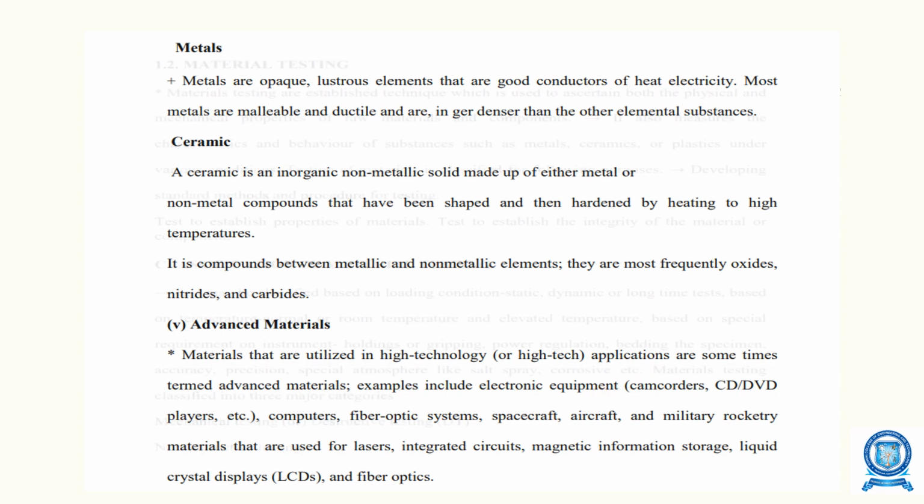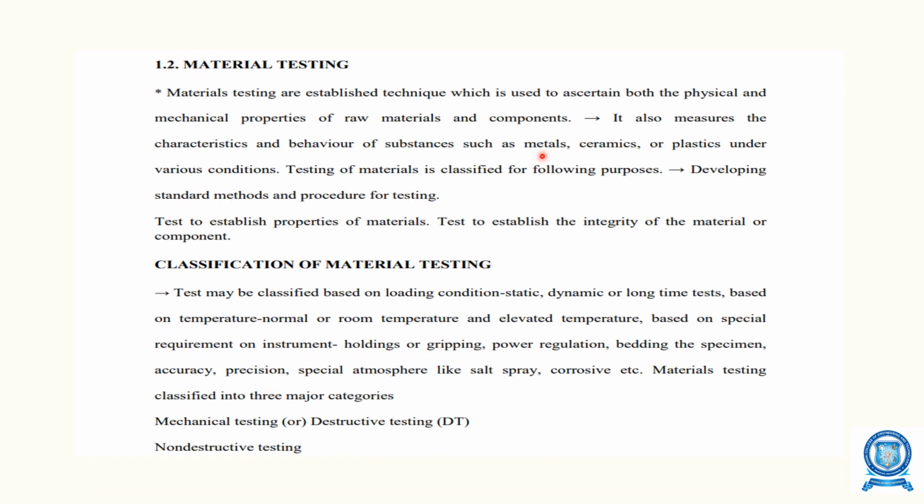And next, we are going to see what is meant by material testing. Okay. So before the erection of the material or the manufacturing of any product, we have to test the material. Material testing is an established technique which is used to ascertain both the physical and mechanical properties of raw materials and components. It also measures the characteristics and behaviors of substances such as metals, ceramics, and plastics under various conditions.